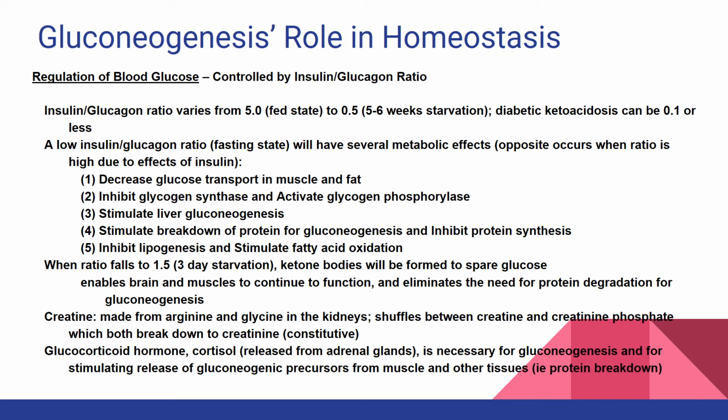Creatine, made from arginine and glycine in the kidneys, shuffles between creatine and creatine phosphate, which both break down to creatinine. Glucocorticoid hormones, cortisol, is necessary for gluconeogenesis and for stimulating release of gluconeogenic precursors from muscle and other tissues.